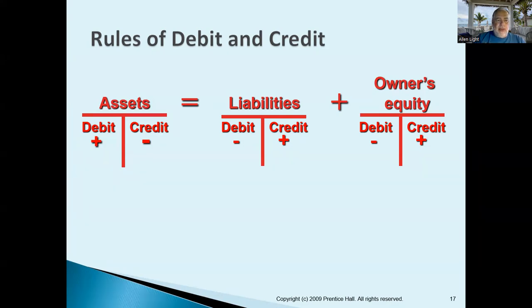So those are the rules of debits and credits. And really, when you think about it, it makes sense, because in order for the equation to be equal, a positive cannot be on the same side on both sides of the equal sign. Because if they were, then it would never be equal. You'd never have an equal equation. So whatever's on one side has to be the opposite on the other side. That's the only way to keep the equation equal.